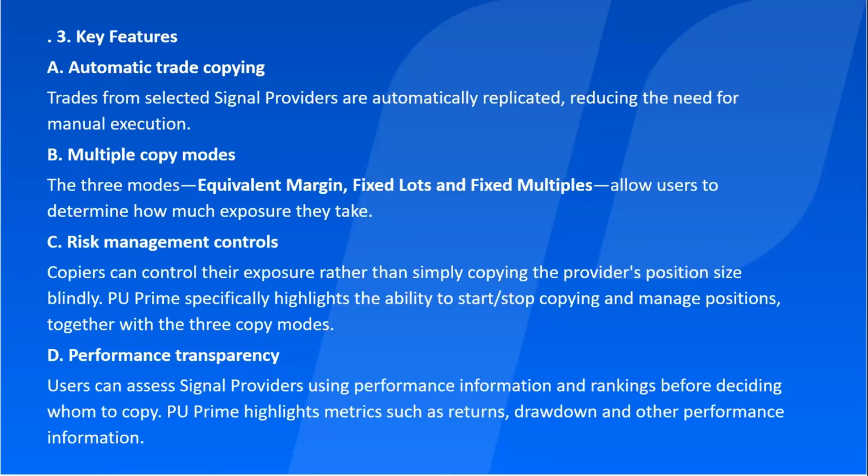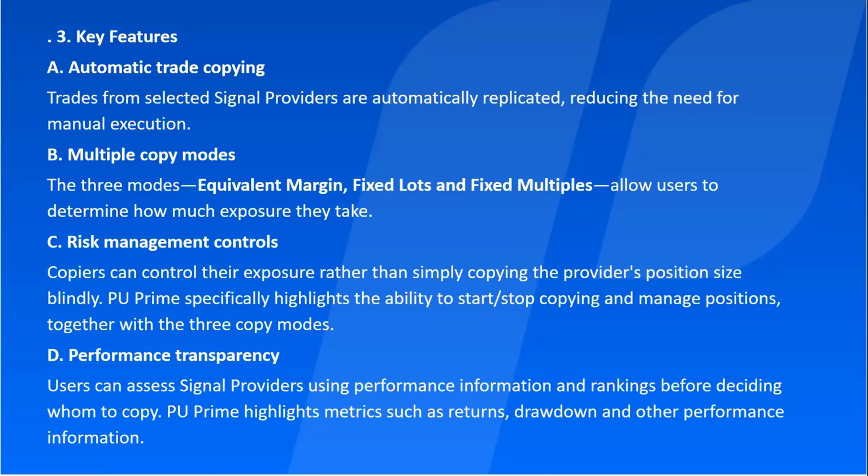PU Prime specifically highlights the ability to start, stop copy, and manage positions together with the 3 copy modes. I love this because it gives us options of how we can control our risk. So we have performance transparency, which means users can assess signal providers using performance information and rankings before deciding whom to copy.